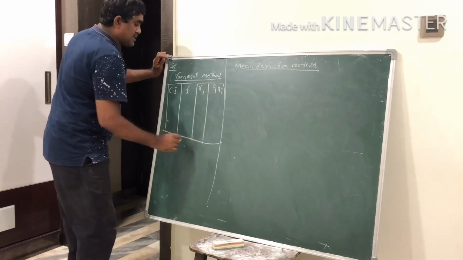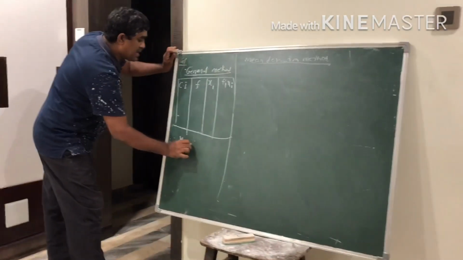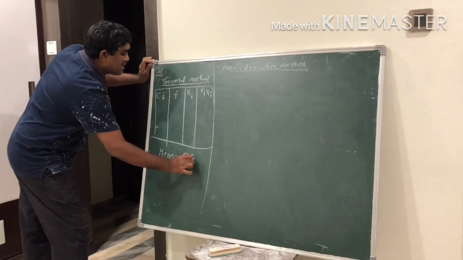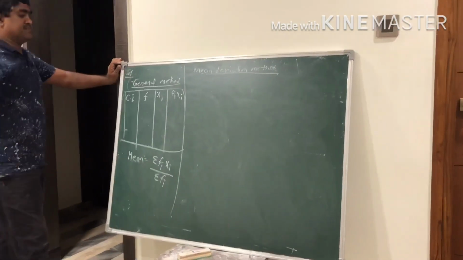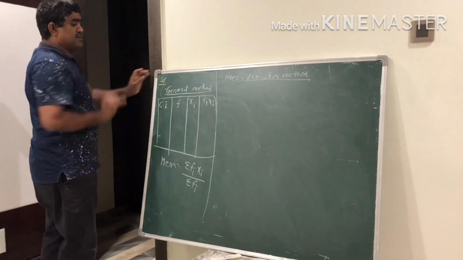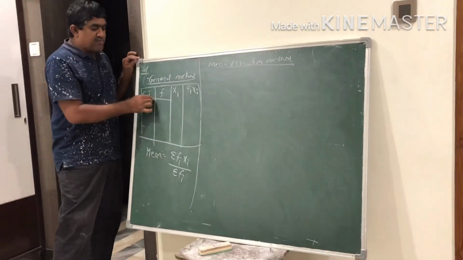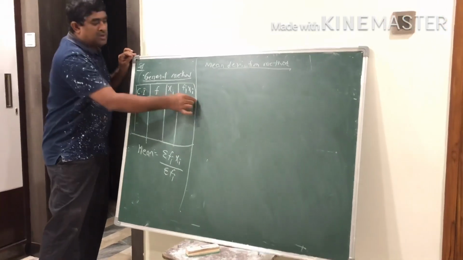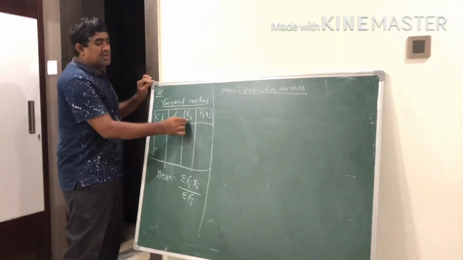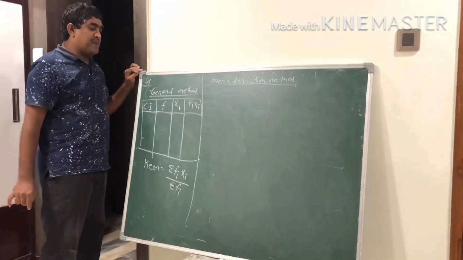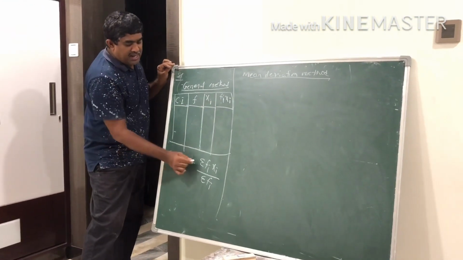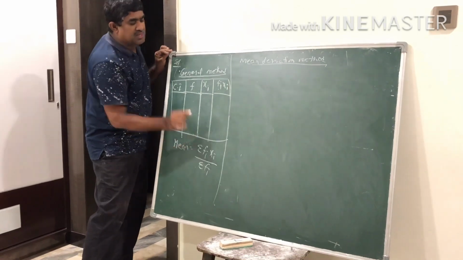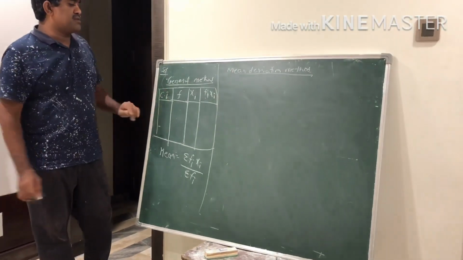This is the general method table, and the mean formula is sigma fi xi by sigma fi. This is the general method. Class interval, frequency, mid value, fi xi. How will you calculate mid value? Lower boundary plus upper boundary by 2. Then fi xi. Mean formula is sigma fi xi by sigma fi. So you have to write it like this.